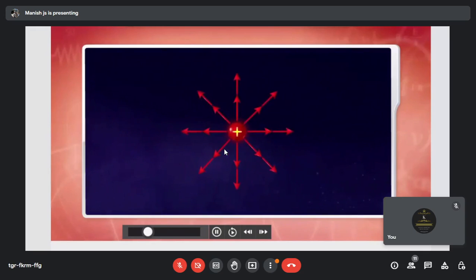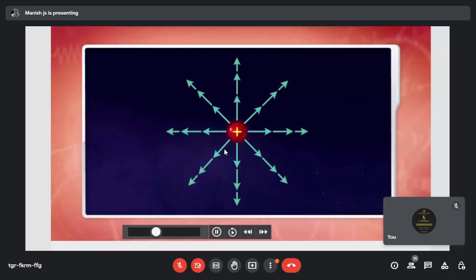Here's a two-dimensional representation of this electric field. The electric field intensity at a point decreases inversely as the square of the distance of that point from the charge. This is indicated through the length of the arrows. Observe that the outward arrows get shorter as they move away from the positive charge.